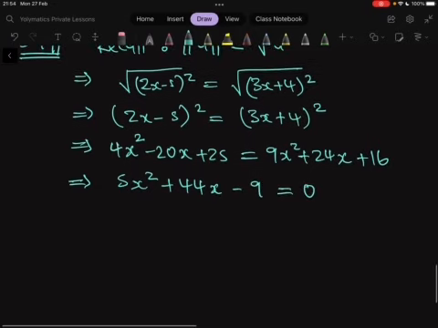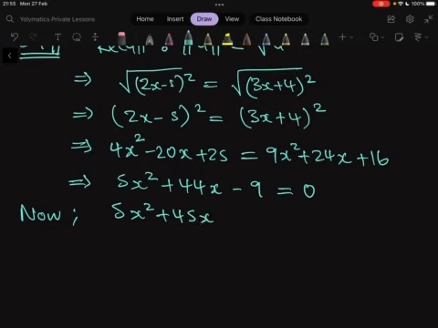So now having this, we know as usual that we can actually start solving this problem using any technique, you see. But now, if you are observant enough, you will see that actually this problem that we have here can be written as 5x squared plus 45x minus x minus 9 equals 0.